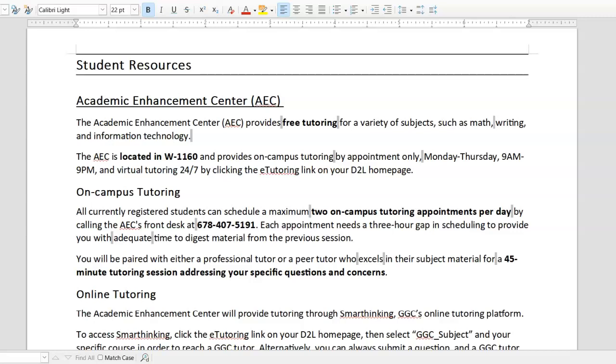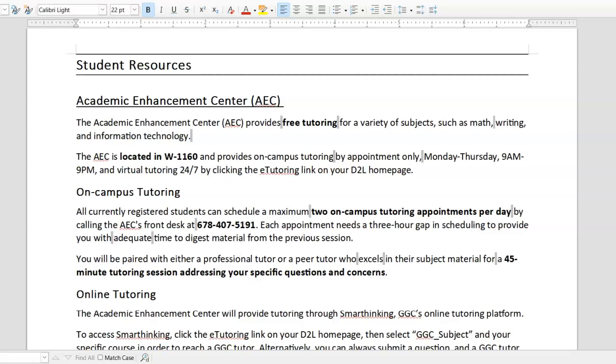Sources for you: the Academic Enhancement Center is always a great place to go. They effectively provide free tutoring, according to what we have here. And it's definitely a good place to go for writing. If you're not a strong writer, this is a good place to submit your work, to see what kinds of editing you might need or where you might have holes that need to be filled.